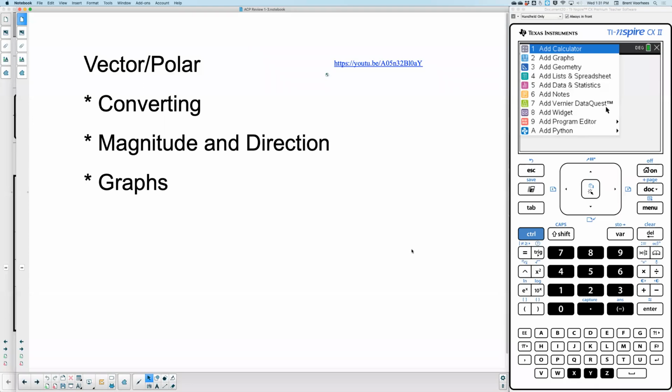But what we're going to look at today, for day 3, is vectors and polar to start off the day. Specifically, this is chapter 8 and chapter 9 material. We're going to talk about how to convert from vectors to polar and polar to vectors. We'll talk about magnitude and direction, and then we'll talk about graphs as well.